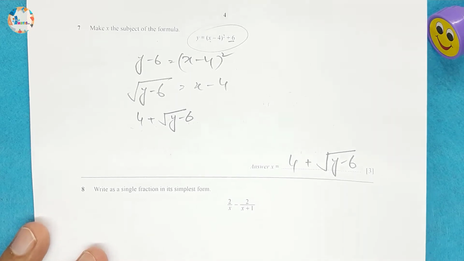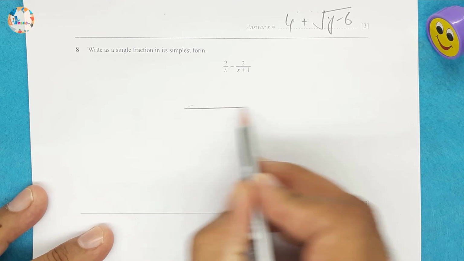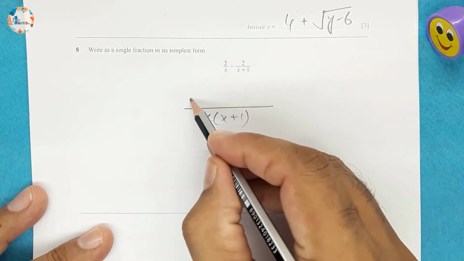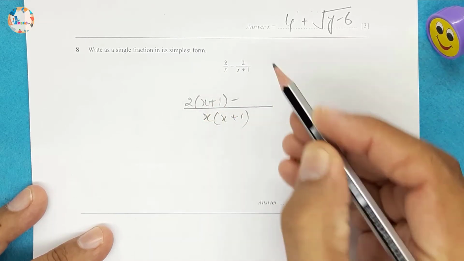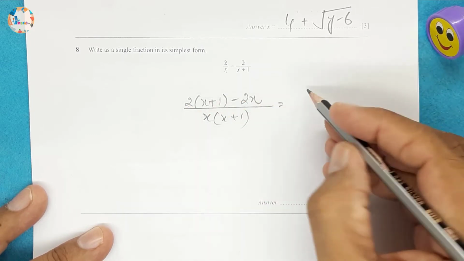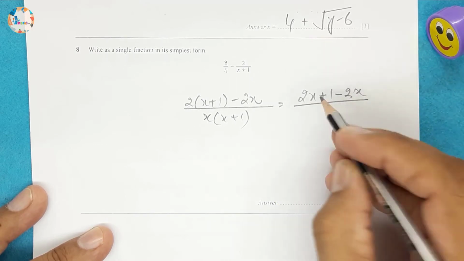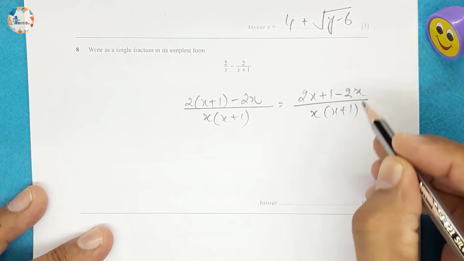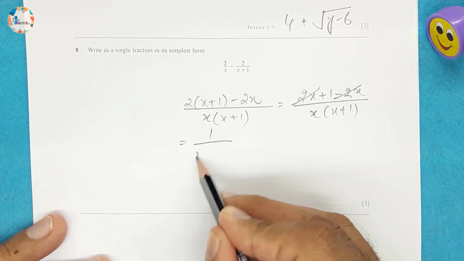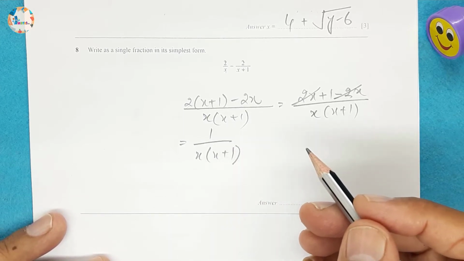Question number 8, write as a single fraction in its simplest form. So we can take the LCM. LCM will be x into x plus 1, and this into this will be 2 into x plus 1. This minus 2 into x, so 2x. Now we can open this one. This will be 2x plus 1 minus 2x, divided by x into x plus 1. So this will be cancelled, plus 2x and minus 2x. So the answer will be 1 over x into x plus 1. This will be our final answer.